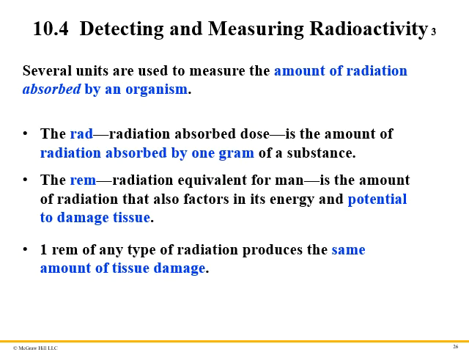Several units are used to measure the amount of radiation absorbed by an organism. The RAD, that is the radiation absorbed dose, is the amount of radiation absorbed by 1 gram of a substance. The REM, radiation equivalent for man, is the amount of radiation that also factors in its energy and potential to damage tissue. 1 rem of any type of radiation produces the same amount of tissue damage. That's important to keep in mind.